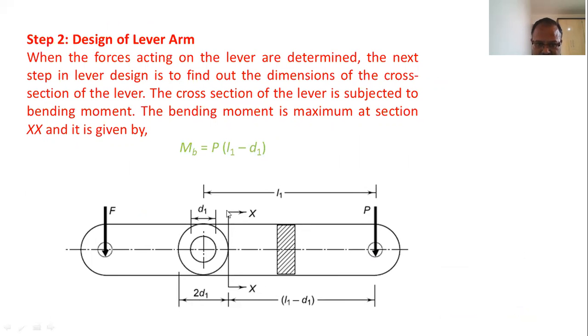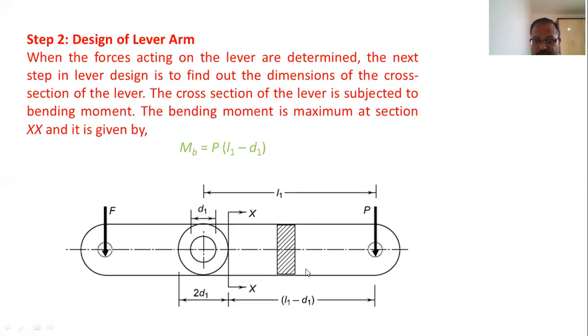The weakest section will be where the slot is, and therefore taking moment at this slot, what we will get is P into this much distance, bending moment. So P into L1 minus D1. So P into L1 minus D1 will be the bending moment. So considering the bending criteria and using the flexural formula, we can determine the dimension.